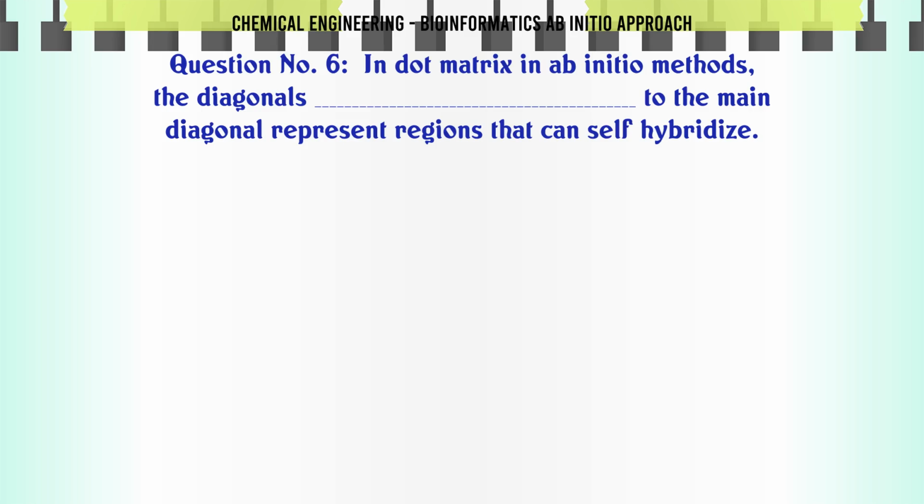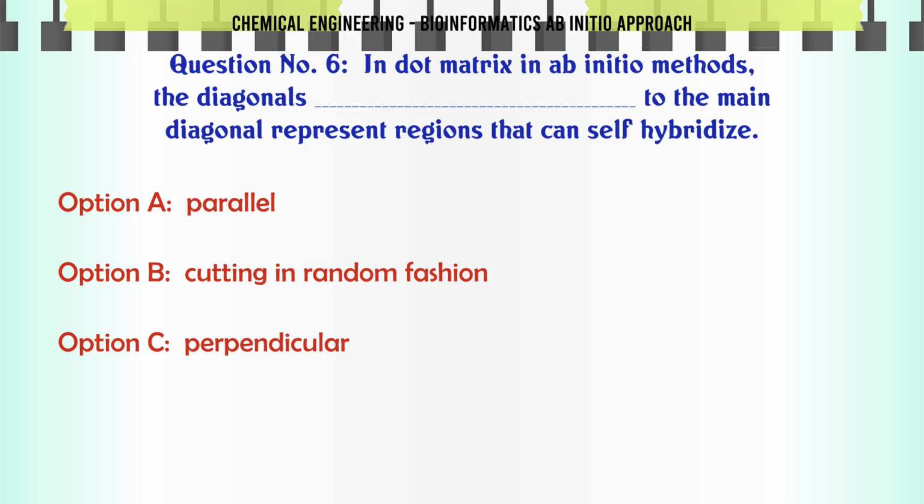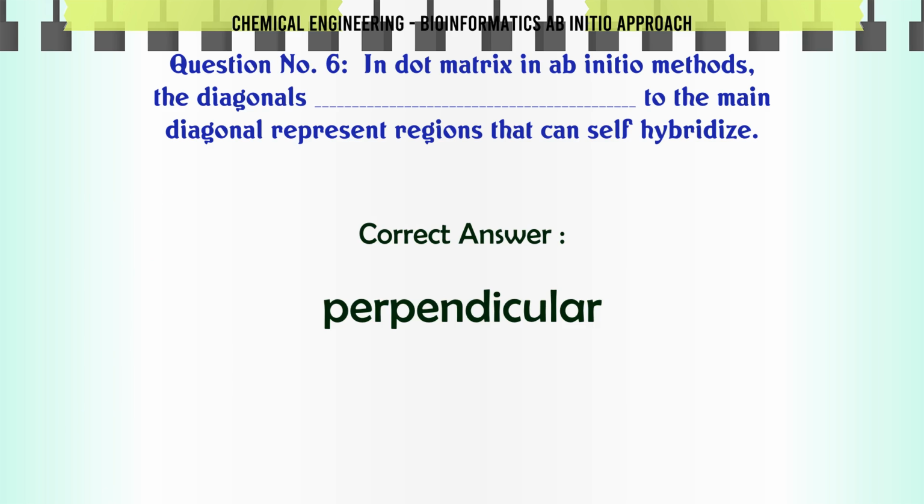In dot matrix in ab initio methods, the diagonals to the main diagonal represent regions that can self-hybridize. A. Parallel. B. Cutting in random fashion. C. Perpendicular. D. Adjacent parallel. The correct answer is perpendicular.